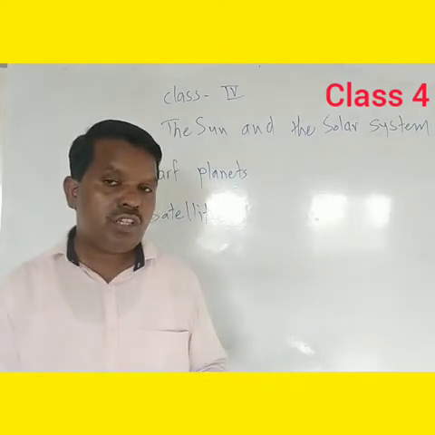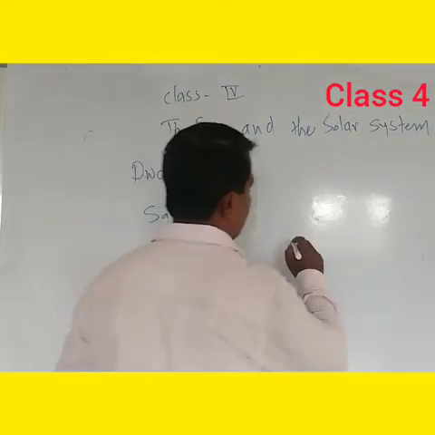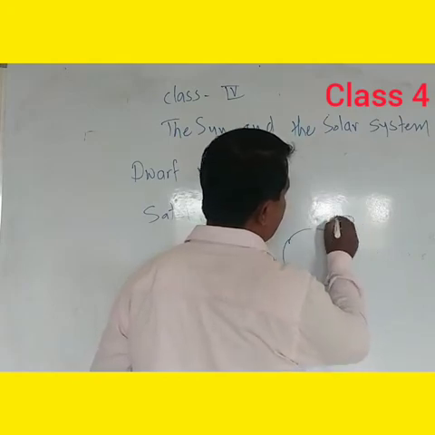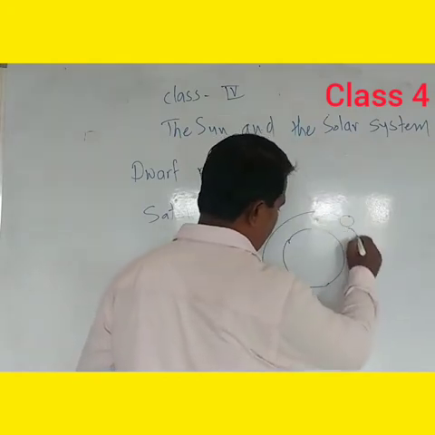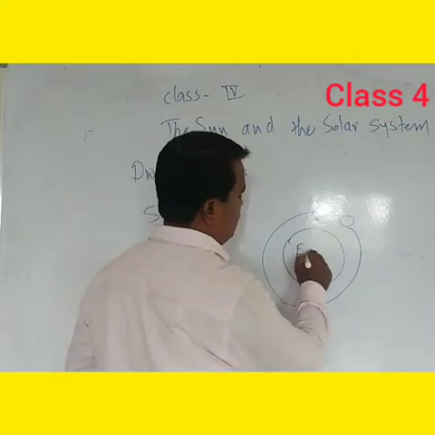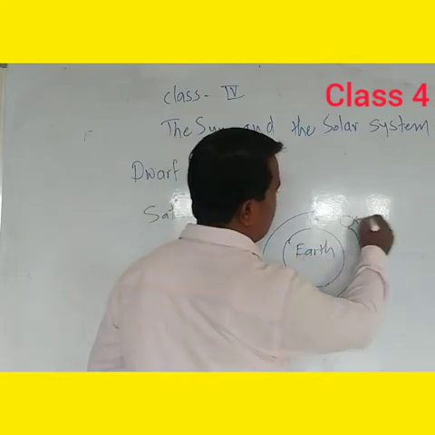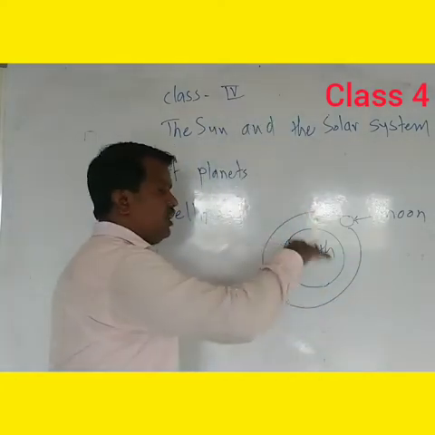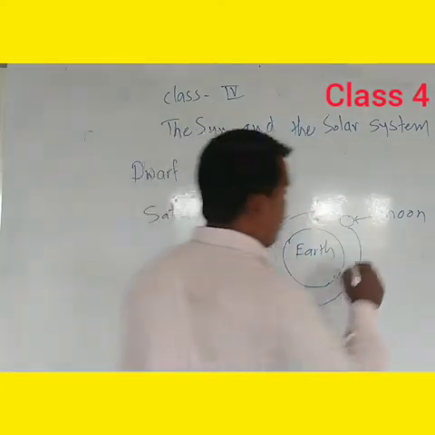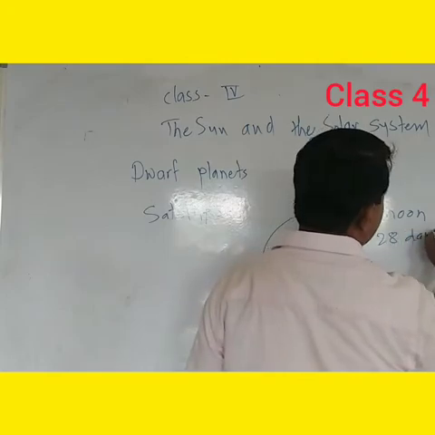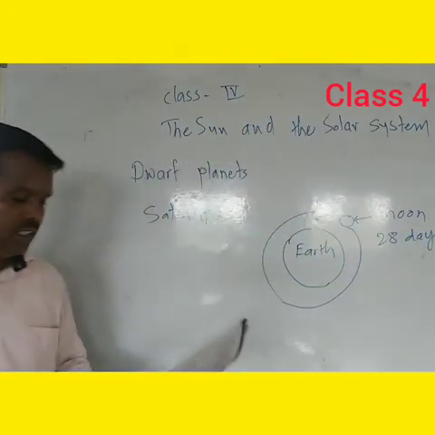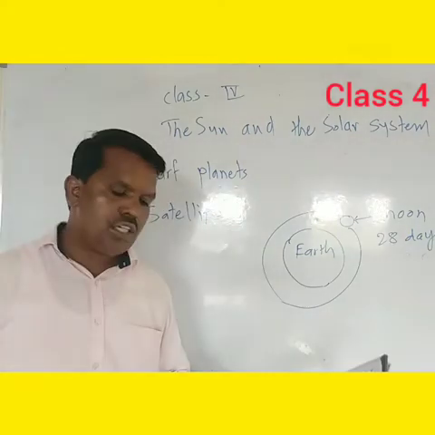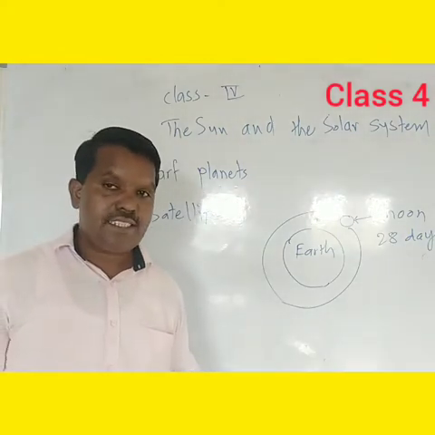See, the moon is revolving around the Earth. Now this is our Earth, okay? This is our Earth and this is the moon, and it is revolving around the Earth. How many days is it taking? 28 days. It takes about the same time to finish one rotation on its own axis.